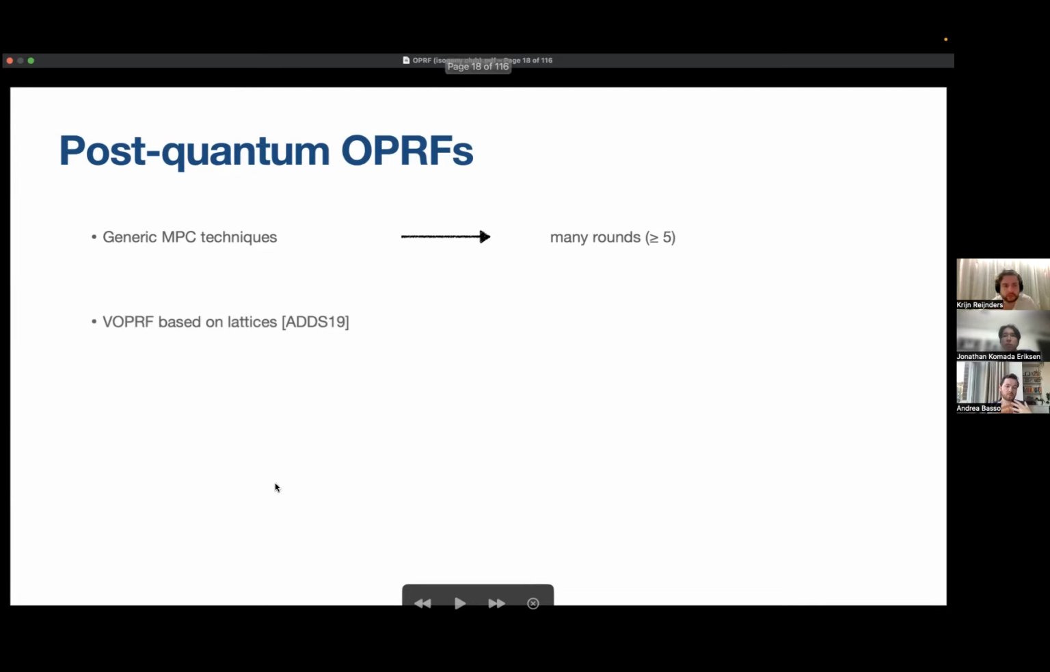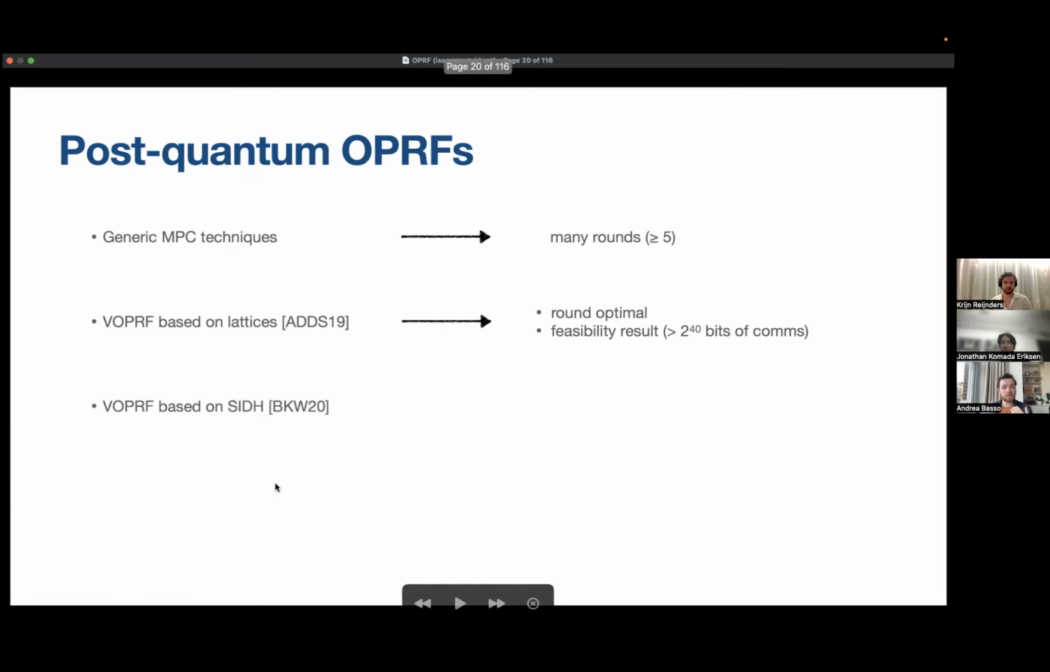The first such proposal was an OPRF based on lattices that was verifiable, and it had all the properties. It was verifiable and it was round optimal. So in that sense, it showed a clear benefit over generic constructions, but this construction can be characterized as a feasibility result, because each OPRF execution required the client and the server to communicate more than hundreds of gigabytes, which is clearly not practical.